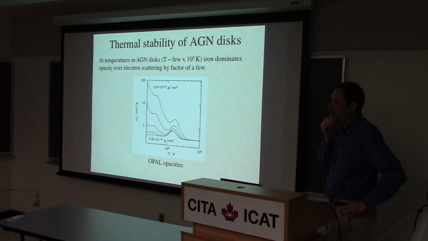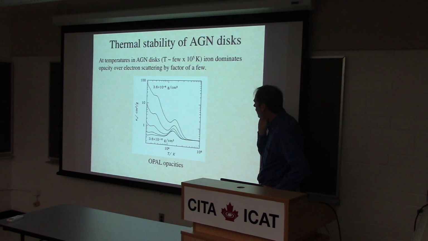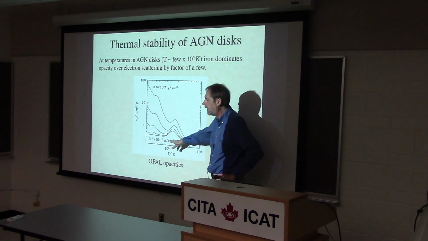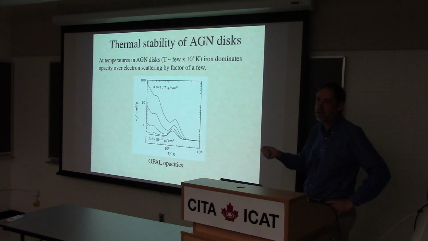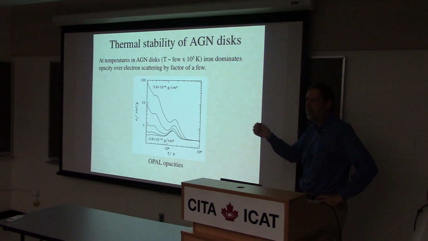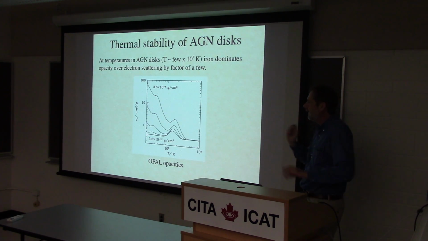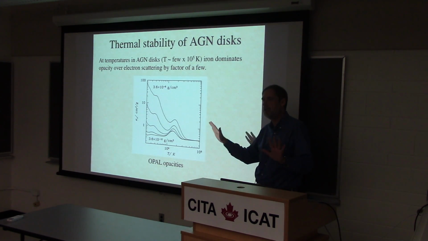The calculations I showed before included only electron scattering opacity and are relevant for X-ray binary disks, where the temperatures are so high, everything is completely ionized. But at the temperatures of AGN accretion disks, they're only a few 100,000 degrees Kelvin. And you still have some highly ionized species of iron left around. And iron is unique in having so many bound-bound and bound-free transitions that this forest of lines ends up adding significantly to the continuum opacity, the so-called iron opacity bump.